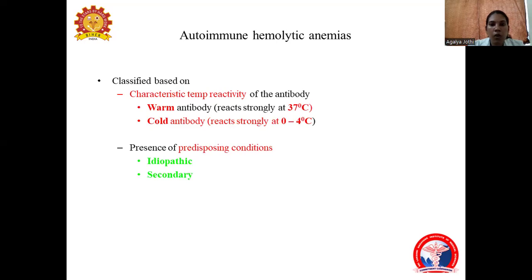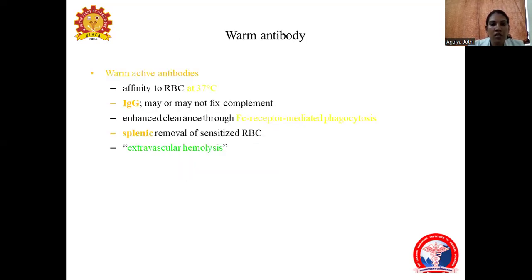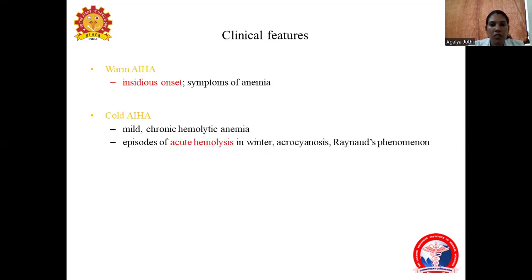Now summarize autoimmune hemolytic anemia, warm active antibodies. As I already told, they react strongly at 37 degrees Celsius. They have high affinity to RBCs at warm temperature, 37 degrees Celsius. It is mainly IgG, and may or may not fix complement. It enhances clearance by Fc receptor mediated phagocytosis, and extravascular hemolysis occurs.